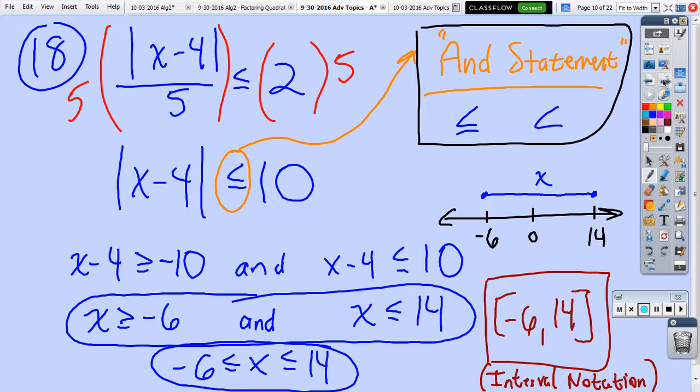You don't have to. And then now to graph this, because x must be greater than or equal to -6, filled in, but at the same time must be less than or equal to 14. So greater than and less than makes the line segment. Any questions about this one, number 18?